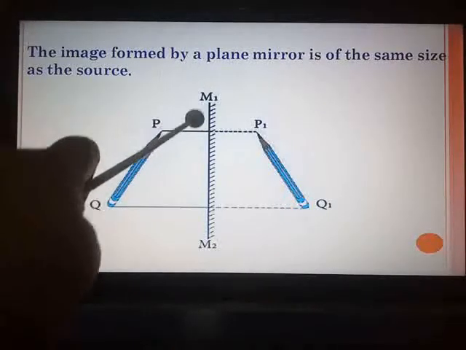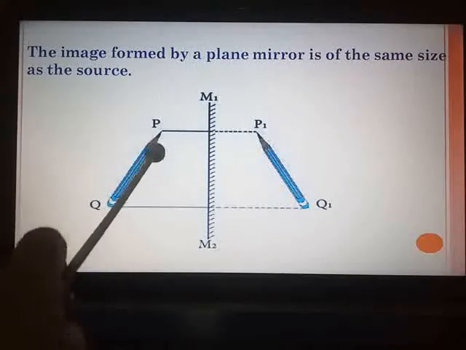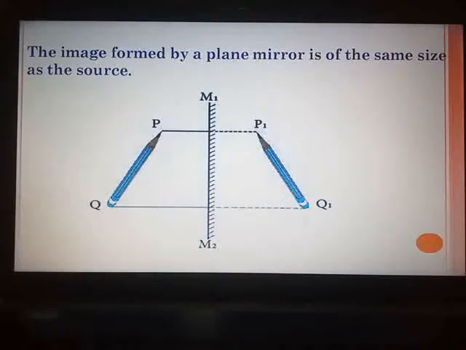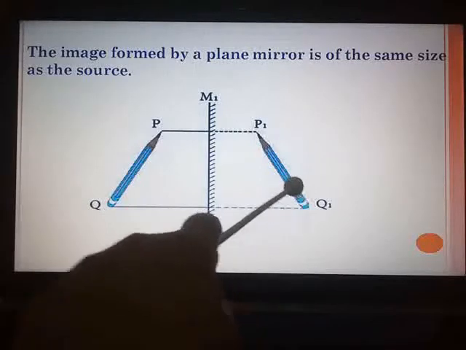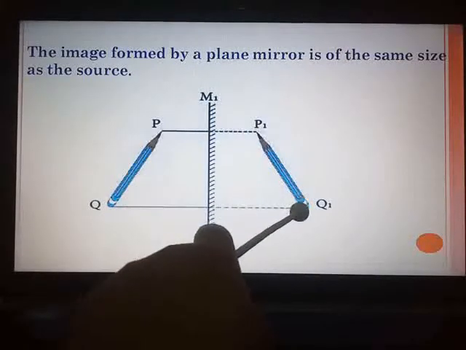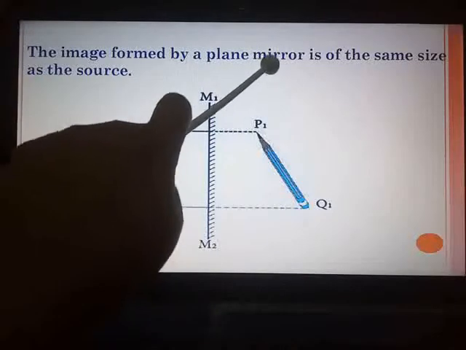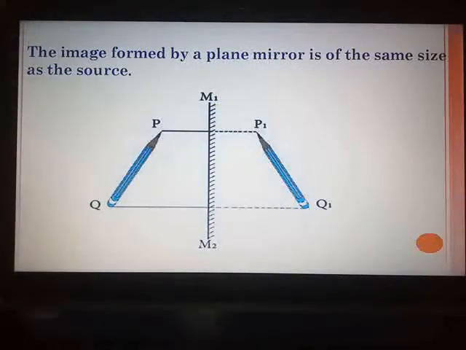This is the plane mirror M1, M2. The images of P and Q are formed at P1 and Q1 respectively. Similarly, images of all the points between P and Q are formed in between P1 and Q1, resulting in the image P1Q1 of the entire extended source. And thus you can derive that the image formed by a plane mirror is of the same size as the source. This is an important thing which you have learnt. The image formed by a plane mirror is of the same size as the source.